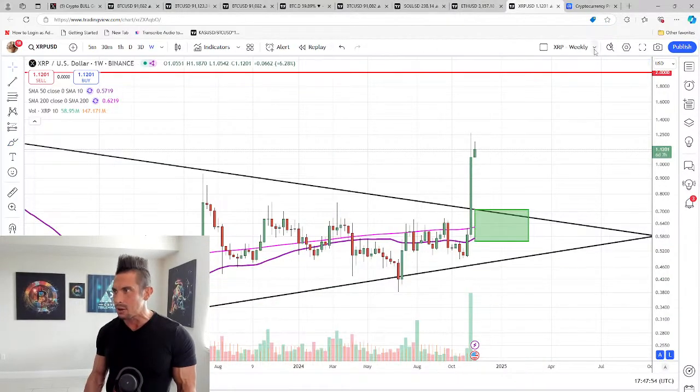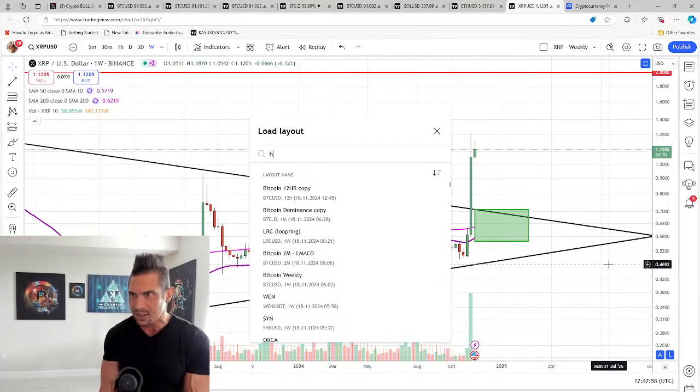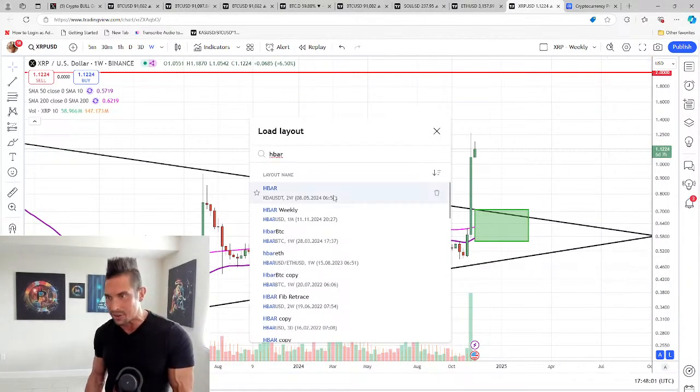So that's XRP, that's Ethereum, that's Solana. Why don't we take a look at HBAR? Because HBAR, last I looked, it was up 56%, and we are going to get to Caspa momentarily.